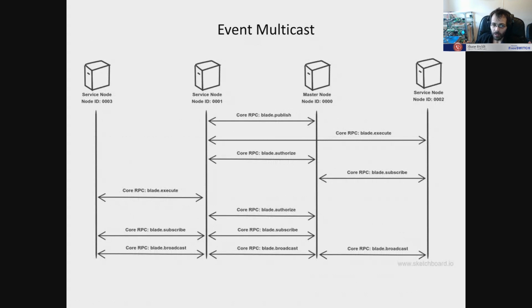The first thing that happens here is service node 1 is publishing a protocol. Master node is updated about it. And during this publish, it's created a channel, an event channel. Then service node 2 over on the right, on a different side of the tree, does some sort of Blade execute that ultimately causes the controller of the protocol to provide authorization for that node to the event channel.